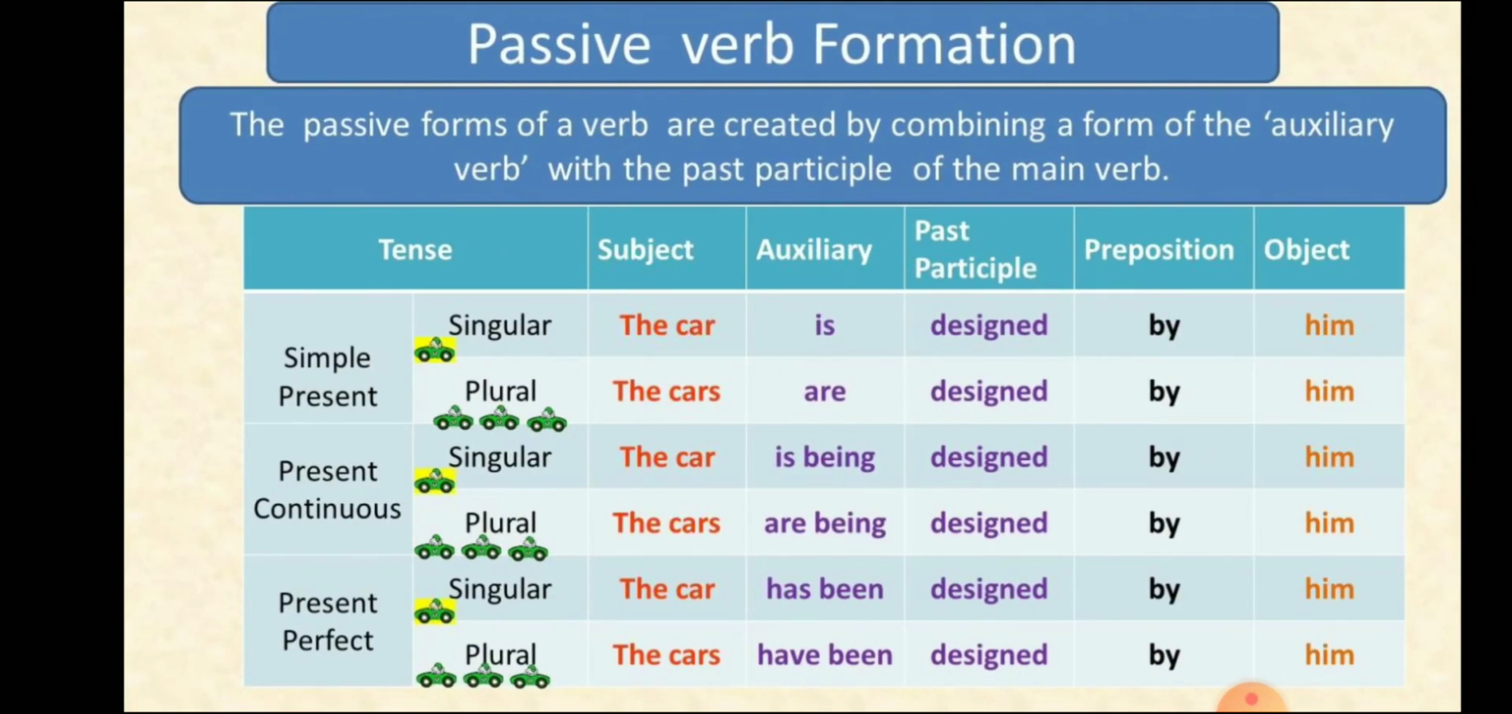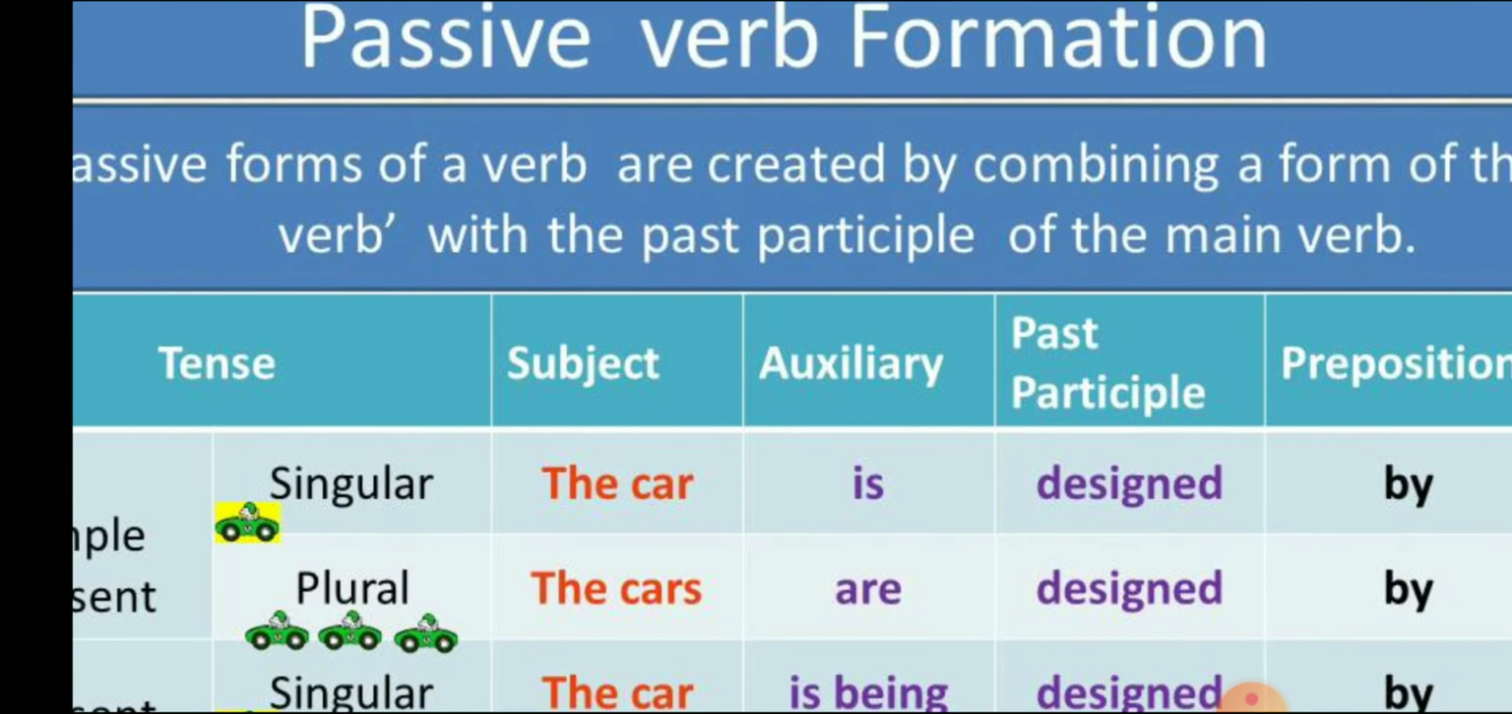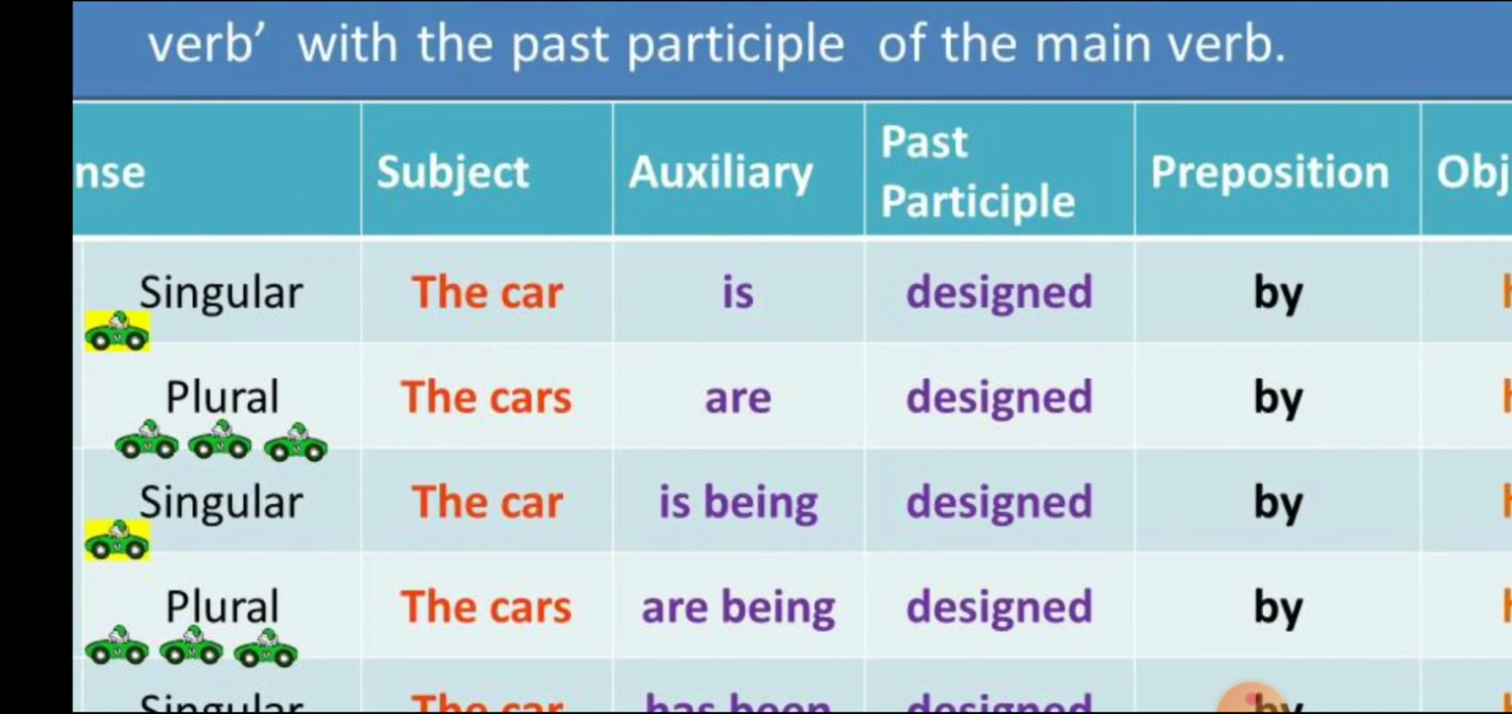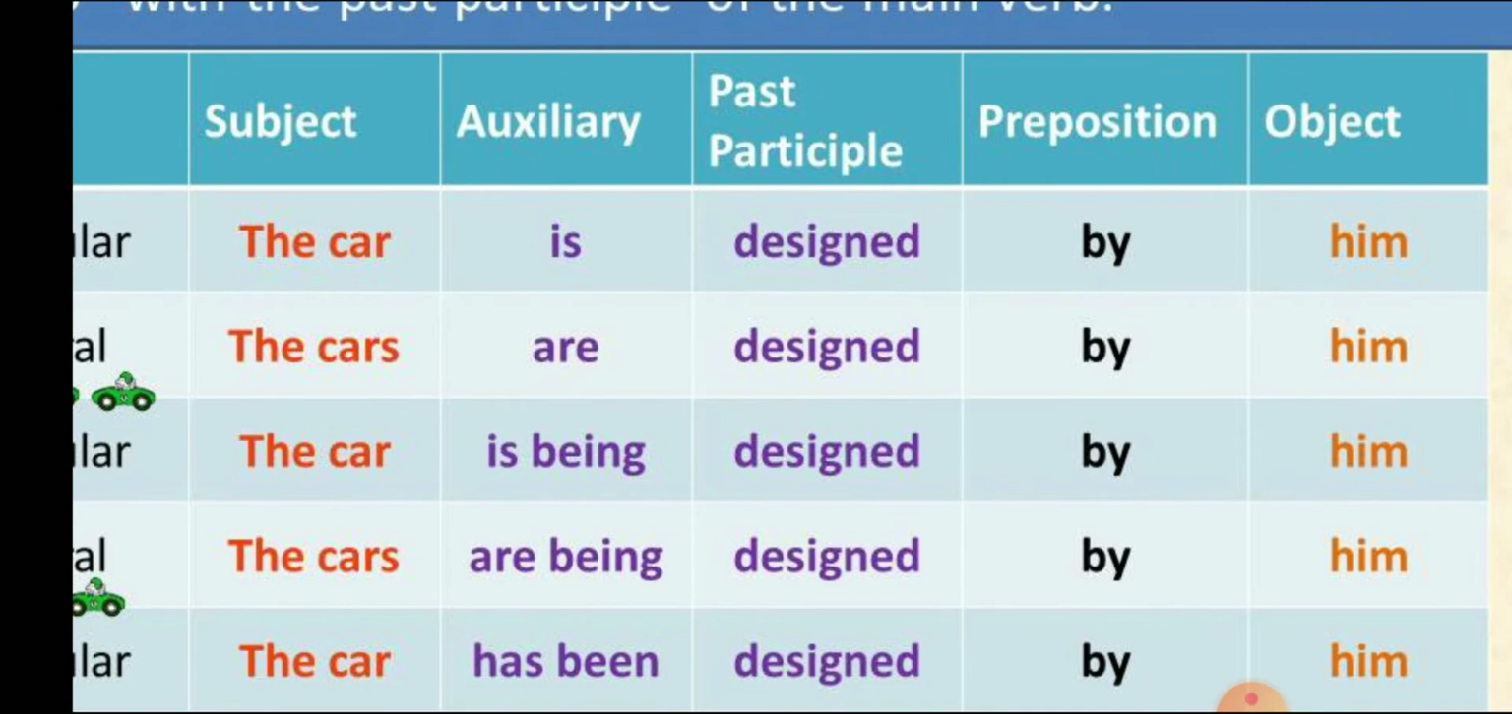Next, let us see how to change from passive to active. So, the car is designed by him. Here we have to remove the auxiliary verb is, and we have to remove the preposition by, and we have to change the objective case to subjective case.